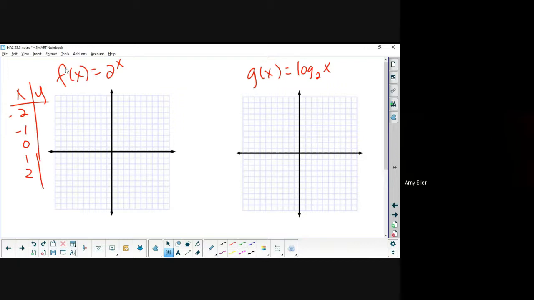So maybe pause the video and create your table. Once you have your table, you can plot your points. All right, let's talk about making the table for log base 2 of x.